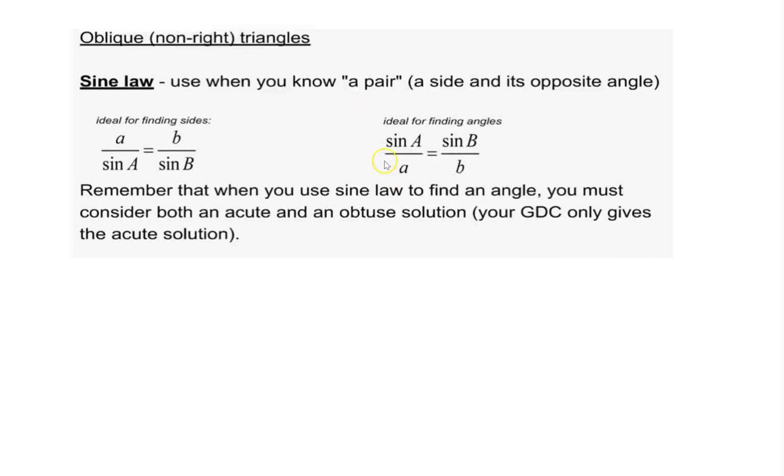This is pointless. So this is what they give me in the formula sheet. A over sine of A equals B over sine of B equals C over sine of C. I don't know why I forgot to put that there. And then it's just proportions. So the key thing about law of sines, you use it when you have a pair, right? So what do we mean by a pair? Like I say right here, a side and its opposite angle.